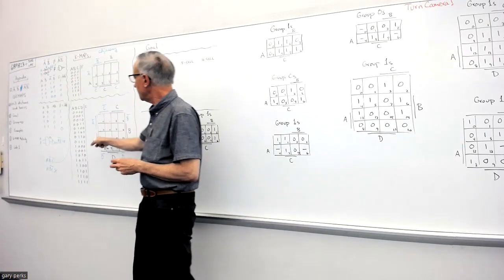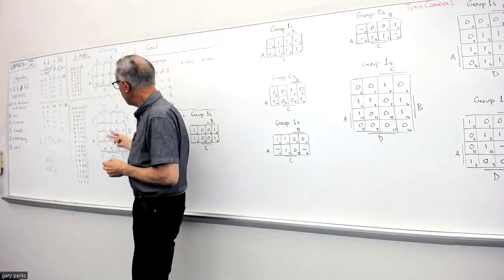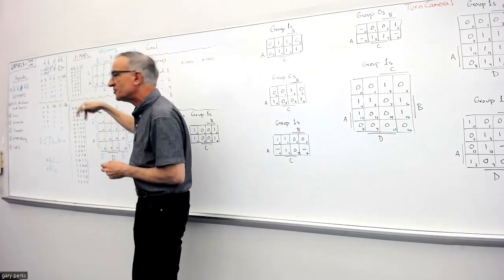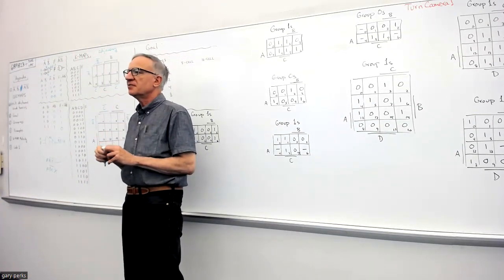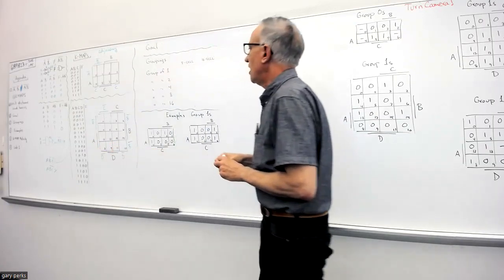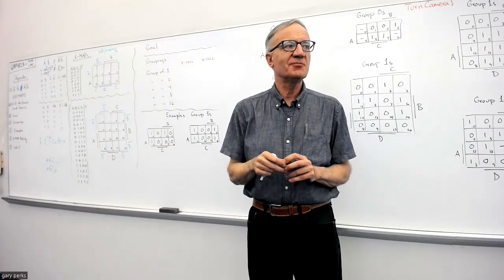So does everybody see how we get that these two rows are A, why these two rows are B, these two rows C, these two rows D, and so on? Okay. All right. So no questions up to this point?